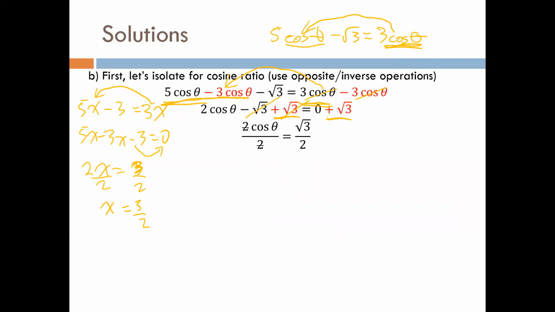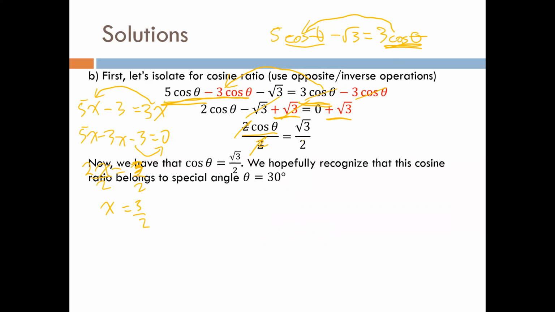And this ends up giving me 2 cosine theta is equal to square root of 3. And then, of course, my last step here, I divide by 2 and so on. And then I end up with square root of 3 over 2 is equal to cosine theta. Okay, so now what I'm going to do next is try to figure out what the angle theta would be so that the cosine ratio is square root of 3 over 2. So again, I hope you recognize that this is coming from one of the special angles.